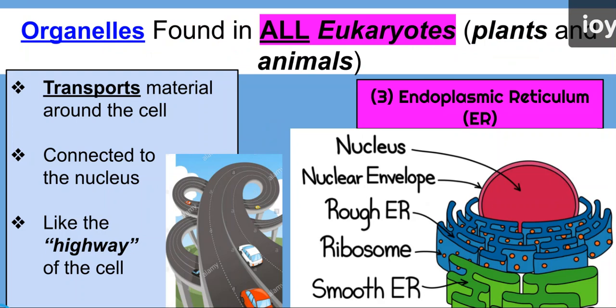Organelles found in all eukaryotes, plants and animals, also include the endoplasmic reticulum, or shortly known as ER. There are two ERs: a rough ER that's covered in ribosomes, making it bumpy, and a smooth ER that's not covered in ribosomes, giving it its smooth texture. The ER, or endoplasmic reticulum, is responsible for transporting material around the cell. It functions a lot like a highway.